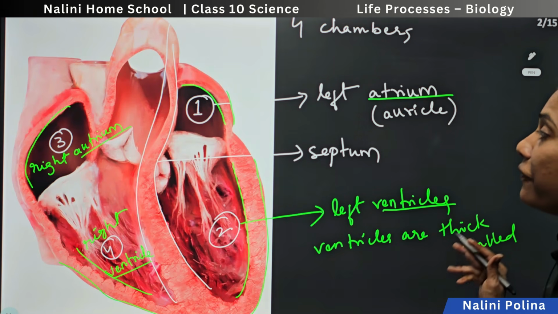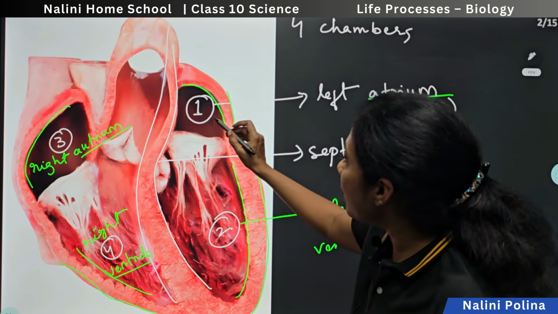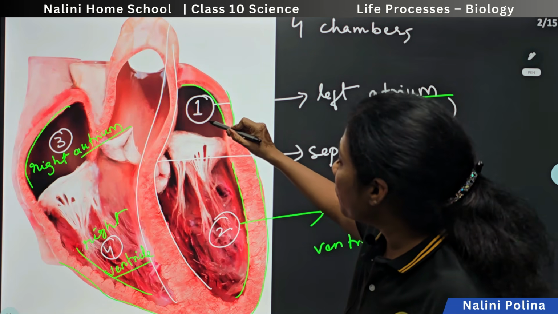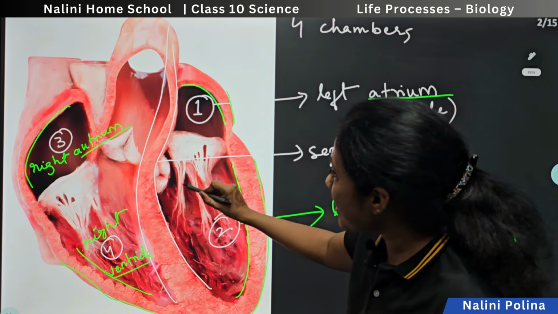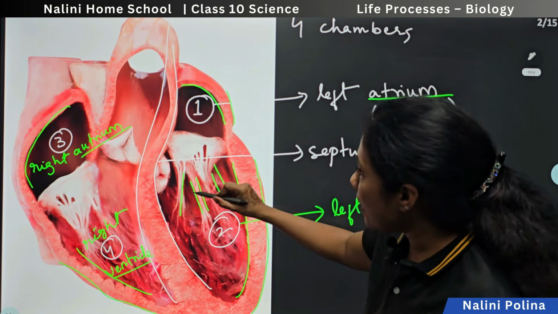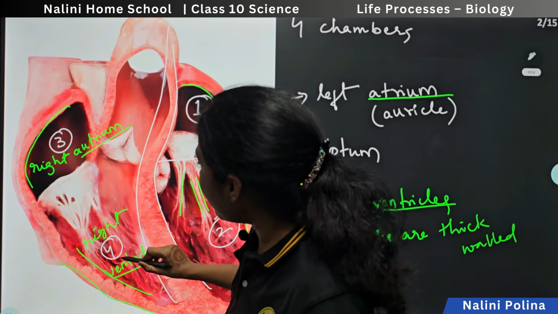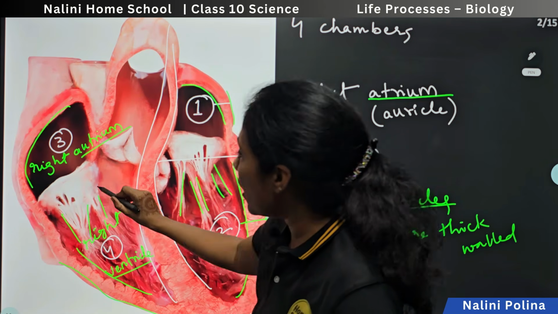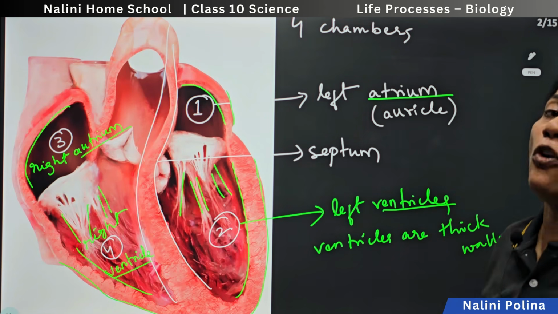And now everywhere there are valves, guys. Okay, so look at here. Between the left atrium and left ventricle, these things are valves, right? So these are valves, and between the right atrium and right ventricle also there are valves. Valves are nothing but the constrictions that prevent the backflow of the blood.